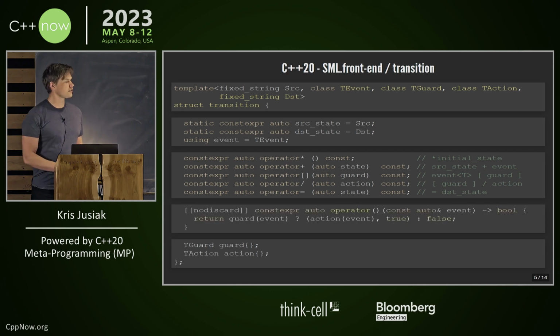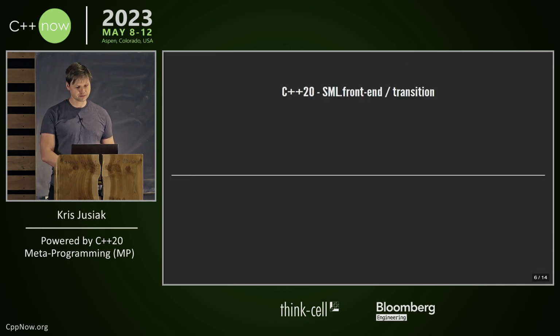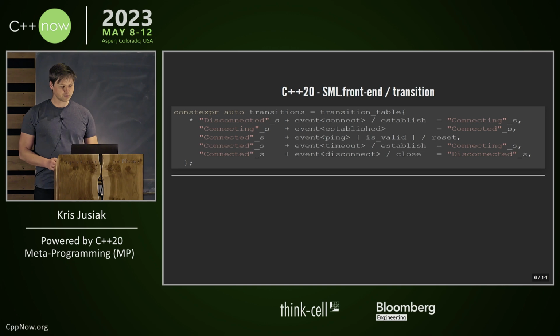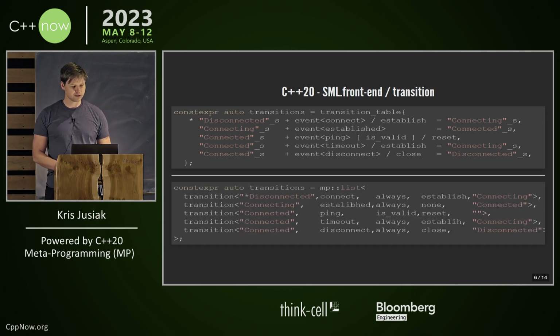And the call operator will just verify that the guard is satisfied. If it is, we call the action. Otherwise, we do nothing. So that's the front end. How that will apply to our transition table: we have the transition table, we get the transitions out of that with the list. So that's something that you'll be operating on in the backend.